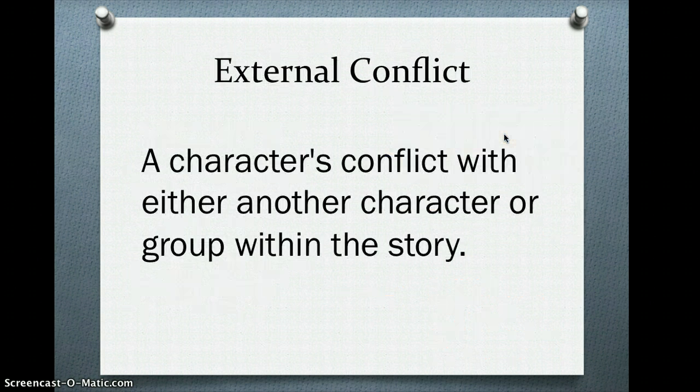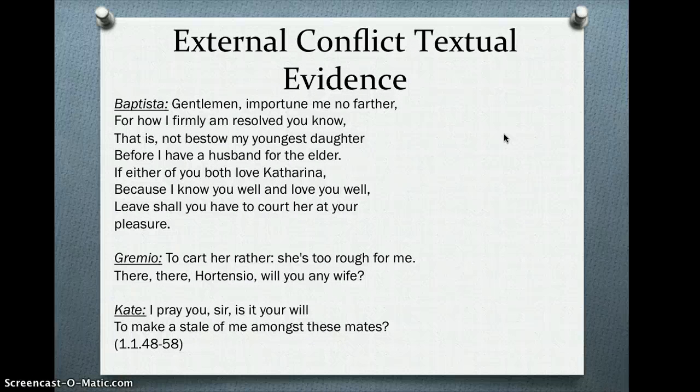This is in contrast to external conflict. An external conflict is a character's conflict with either another character or group within the story. There are tons of examples of external conflict in Taming of the Shrew. One appears right at the beginning, again in Act 1, Scene 1, when Baptista is stating to Bianca's suitors that they are not allowed to court Bianca, much less marry her, until Catherine herself has a suitor. Gremio, one of the suitors that she later threatens, essentially insults Catherine and says nobody's going to want Catherine. She's a prostitute. So here when he says "to cart her rather," he's implying that she's a prostitute.